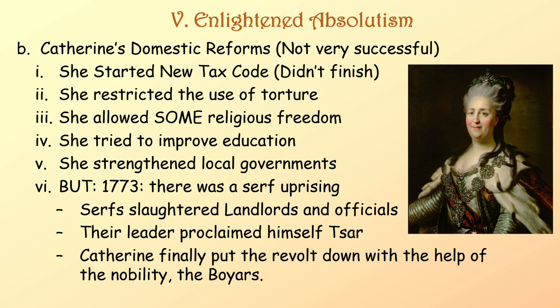Catherine's domestic reforms, not very successful. That was the second goal that she had for Russia. She started a new tax code but didn't finish it. She restricted the use of torture. That was a good thing. She allowed some religious freedom, and she tried to improve education. She strengthened local governments. But then it all went sour because in 1773 there was a serf uprising.